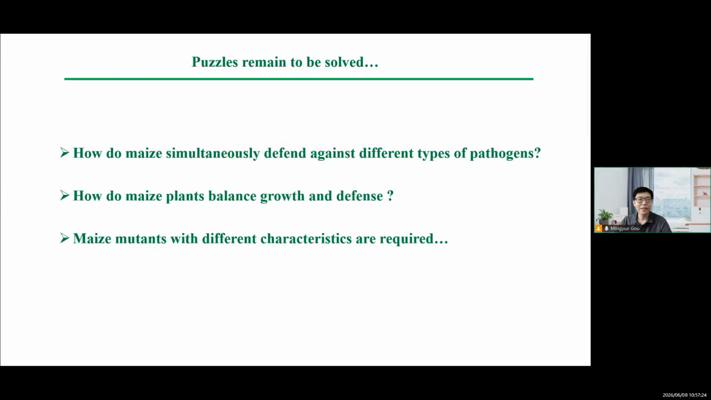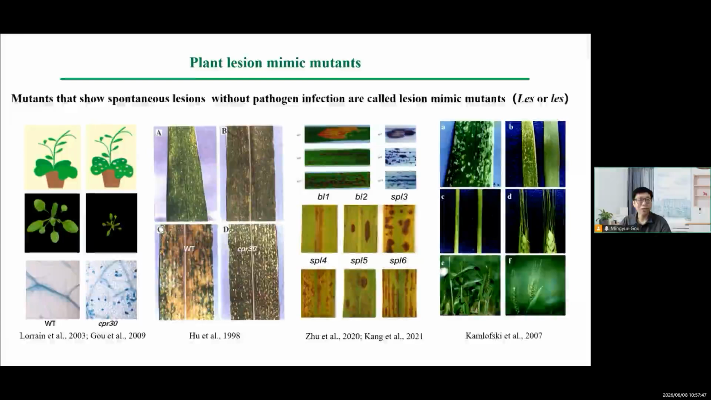For instance, there are 3 types of pathogens: necrotrophs, biotrophs, and hemibiotrophs. How do maize plants simultaneously defend against the different types of pathogens? And how do maize plants balance growth and defense? To answer these questions, maize mutants with growth and disease resistance characteristics are required.